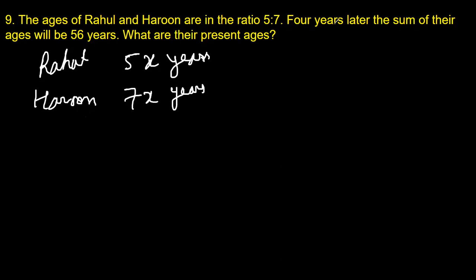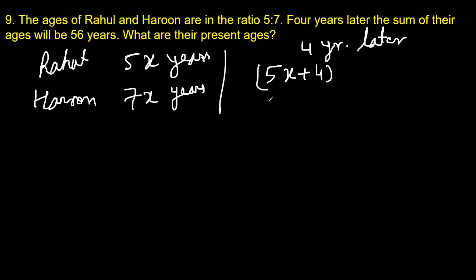Now, 4 years later. So if you talk about 4 years later, what will happen? Rahul, who is 5x years old, is going to be 5x plus 4. These are the present ages we are taking, 5x and 7x. So 4 years later, this is going to be 5x plus 4, and Haroon is going to be 7x plus 4. Whatever is the present age, we are adding 4 years.